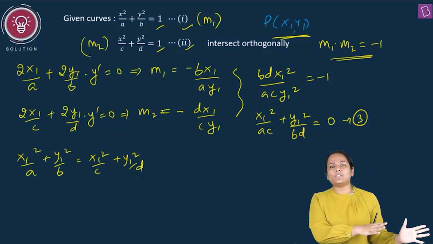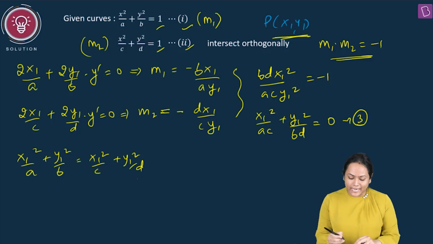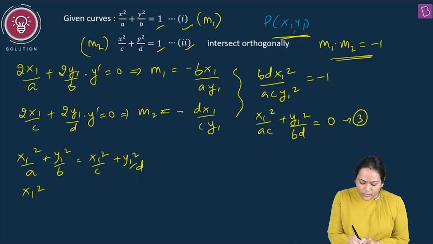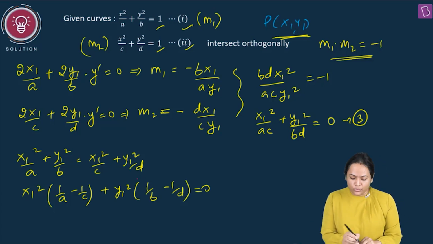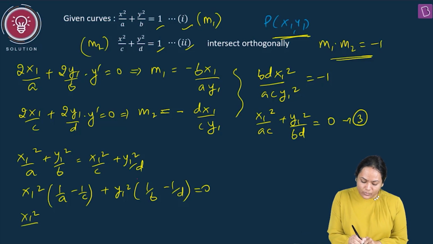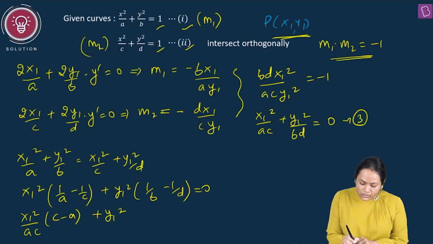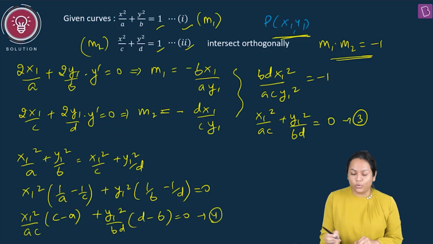And let's bring x1 square and y1 square to one side. So it's going to become x1 square multiplied by 1 by a minus 1 by c, plus y1 square multiplied by 1 by b minus 1 by d is equal to 0. Further, this can be written as x1 square by ac multiplied by c minus a plus y1 square by bd multiplied by d minus b is equal to 0. Let me take this as fourth.